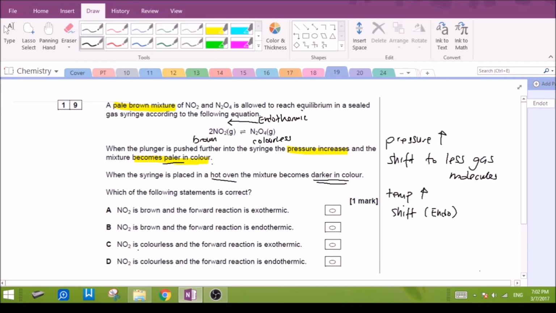So let's put all this information together. NO2 is brown. Right, so A and B are possible. C and D saying that NO2 is colorless, that is wrong. And then let's check the directions of the enthalpy changes. Right, forward reaction is exothermic. We have already established that the backward reaction is endothermic, so the forward reaction should be exothermic.